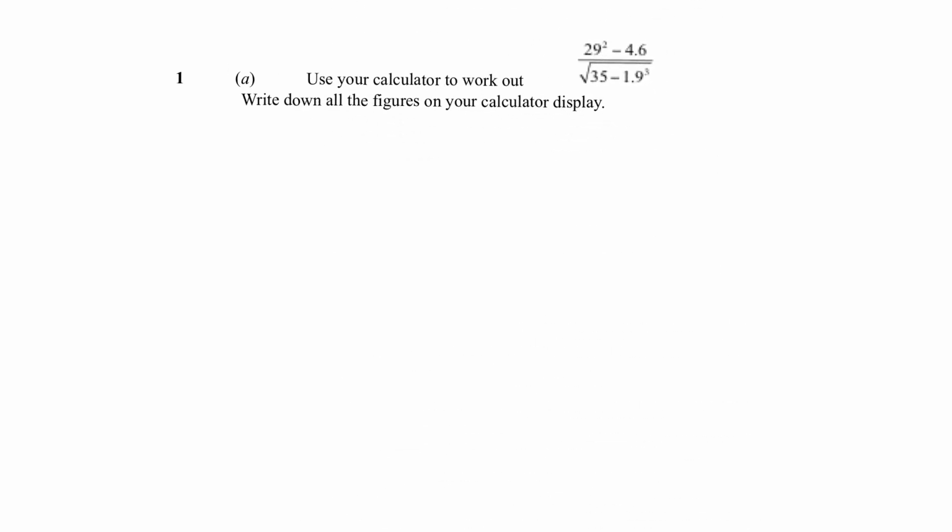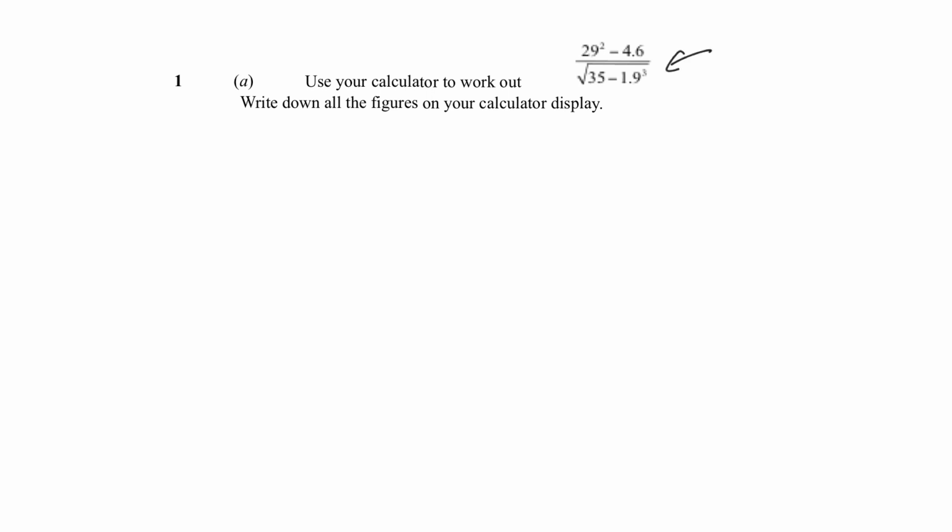Okay, so the first question just says 1A, use your calculator to write down all the figures on your calculator display. So literally you just have to put in this whole formula into your calculator. And when you do that, you should be left with an answer of 157.668254993198. So when it says all the figures, you write down all the figures.